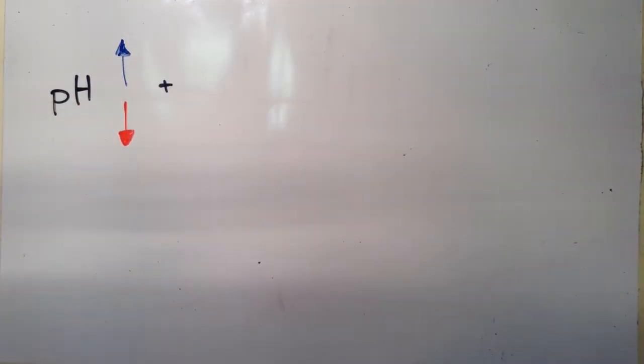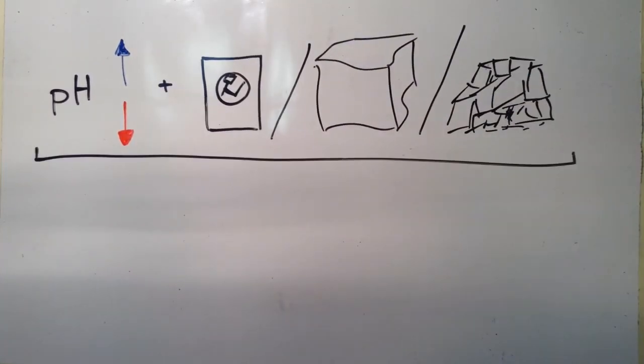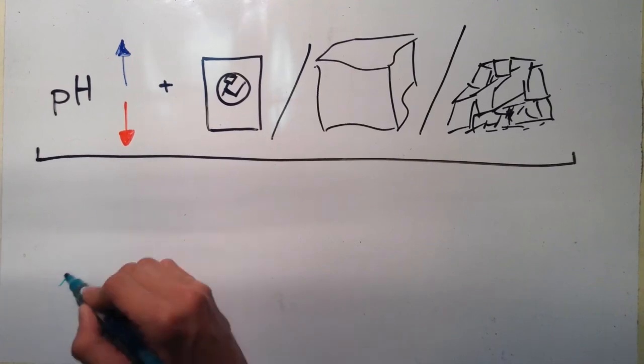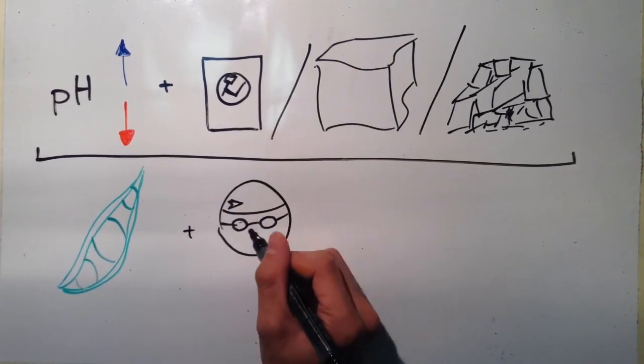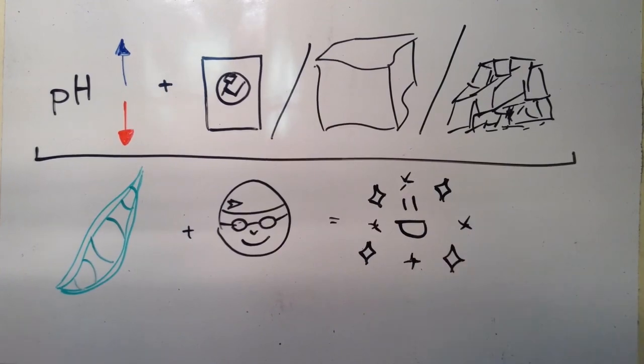Whenever pH is too high or too low, adding various substances can lead to greater benefits, such as nice peas or comfortable swimming conditions, which in turn makes happiness.